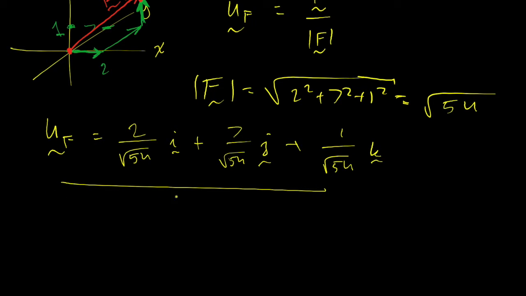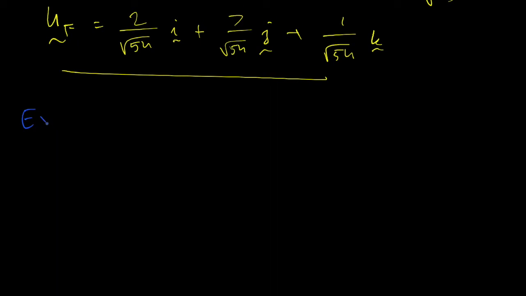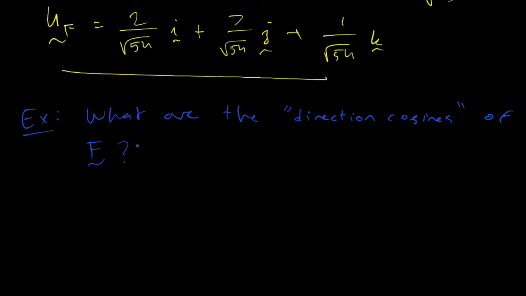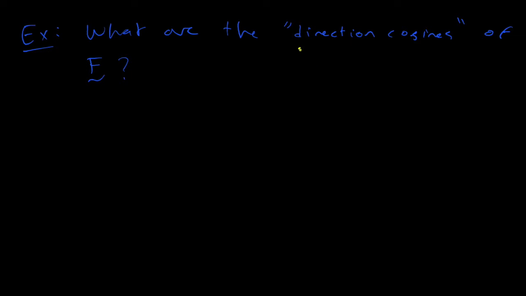And now I will do a follow-up on this answer, and the question will be the following. What are the direction cosines of vector f? So what is this new thing? Let's define what direction cosines are. Let's say we have a vector A that exists in R3. So it has 3 dimensions.